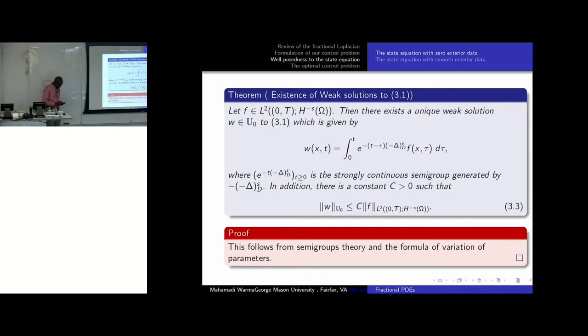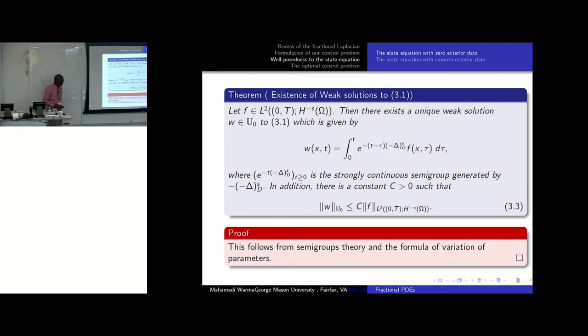Then we have existence. If you give me any function f in L2 with values in the dual, then we have a unique weak solution, and it is given by the integral from 0 to t of the semigroup applied to the function f. We are making the convolution of the semigroup with the function f. That is done by using semigroup theory and the variation of constant parameter, and that is how you get this formula. If you didn't take u_0 equal to 0, you will have the semigroup S(t) times u_0 plus this one.